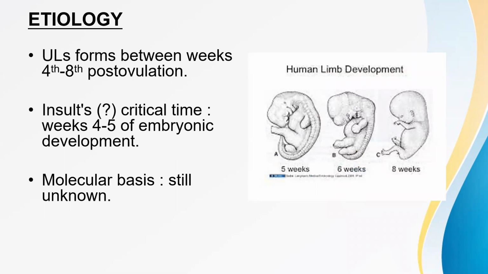The upper limbs are known to be formed between weeks 4 and 8 post-ovulation. So the critical time for the insult that affects deformation in the radial club hand is thought to be occurring in weeks 4 to 5 of embryonic development. However, the molecular bases exactly are still unknown.